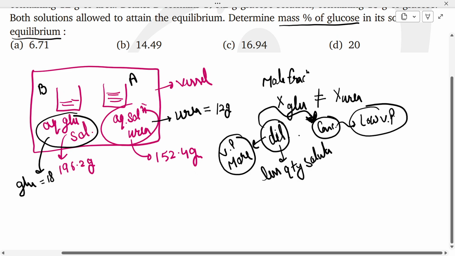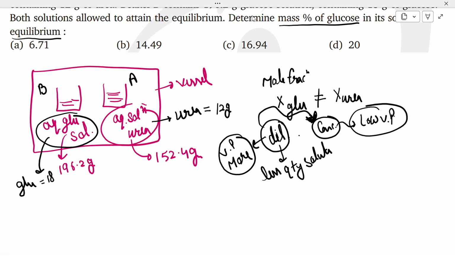So first of all we have to calculate which solution has the higher mole fraction. Let's start. Mole fraction of glucose in glucose solution is equal to N glucose divided by N glucose plus N water. N is the number of moles.